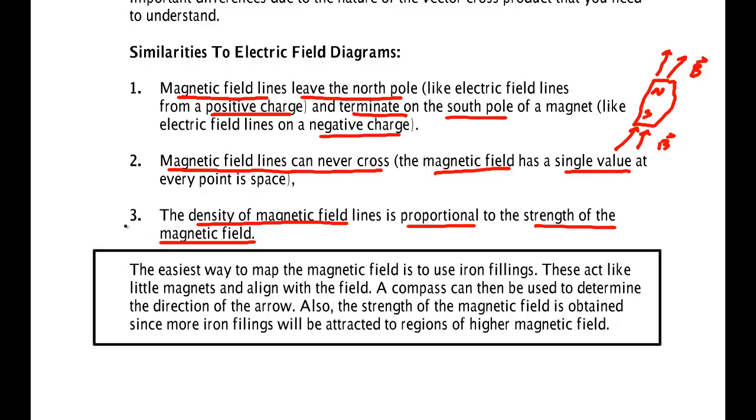Now, in order to map this, like I said, we could use a compass, but the easiest way to map field lines is to use something like iron filings. The iron filings act like little compasses, and when you shake them down, they will actually align up. And you can see this in the following video.